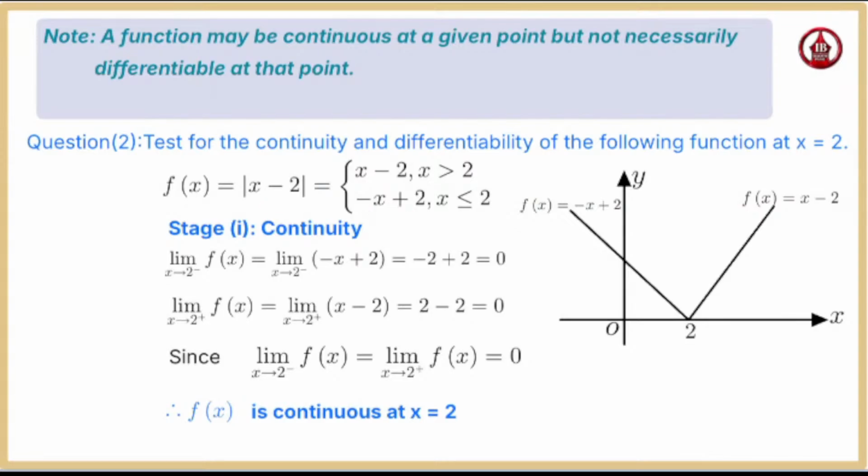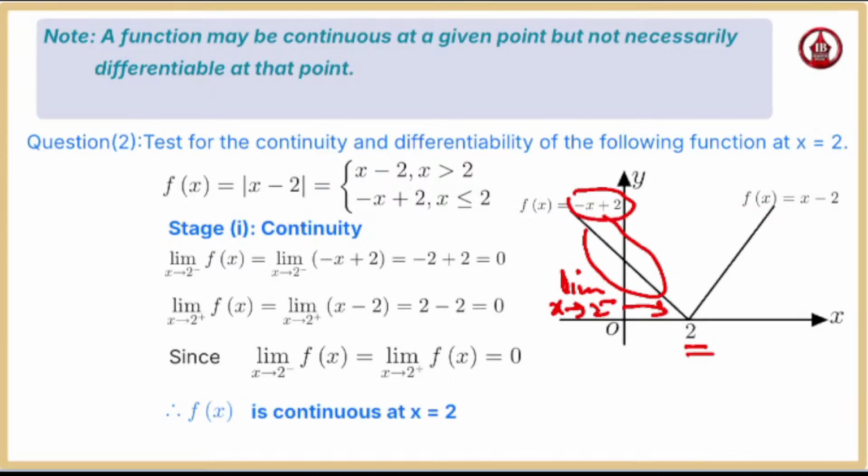Right? Now, stage 1, continuity I'll test. Okay? Where I want to test? At x is equal to 2. So again, I will find left hand limit and right hand limit. So limit x tends to 2 minus. I will approach this 2 from the left side. So I will take limit x tends to 2 minus. Now on the left side, I have this branch.